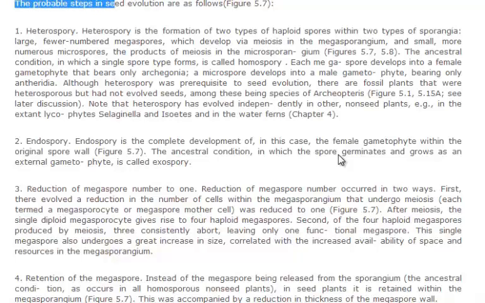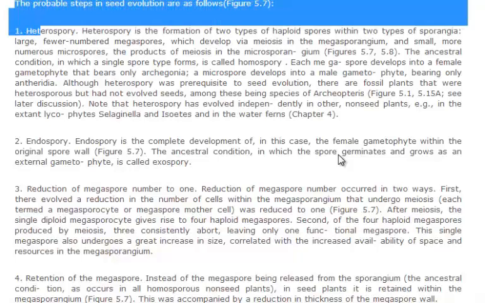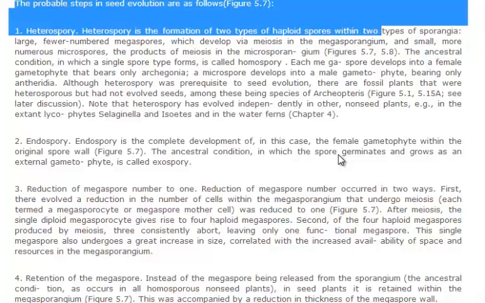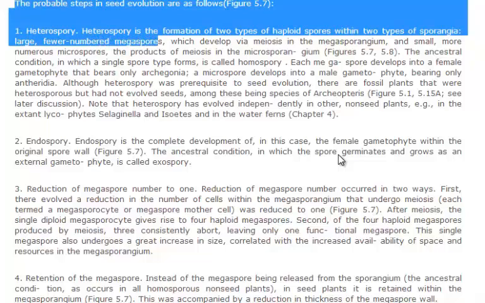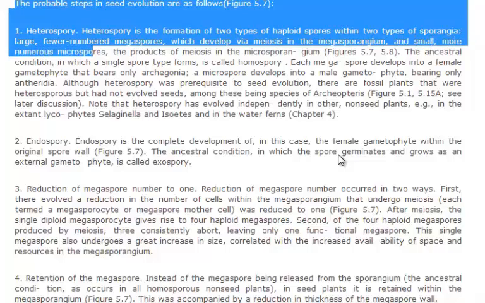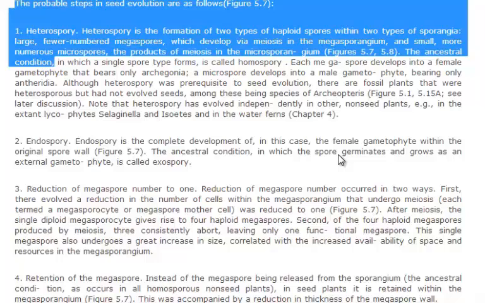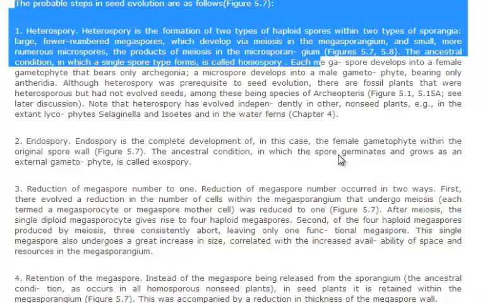The probable steps in seed evolution are as follows. Number 1, heterospory. Heterospory is the formation of two types of haploid spores within two types of sporangia: large, fewer-numbered megaspores, which develop via meiosis in the megasporangium, and small, more numerous microspores, the products of meiosis in the microsporangium. The ancestral condition, in which a single spore type forms, is called homospory.